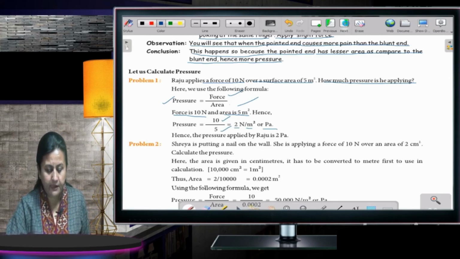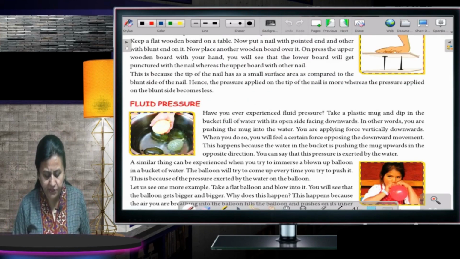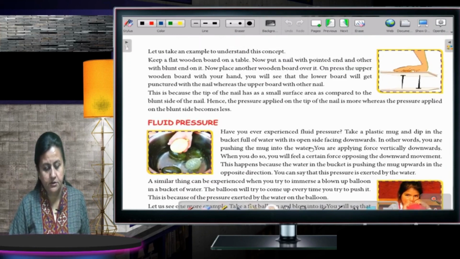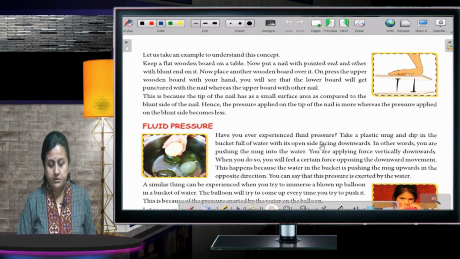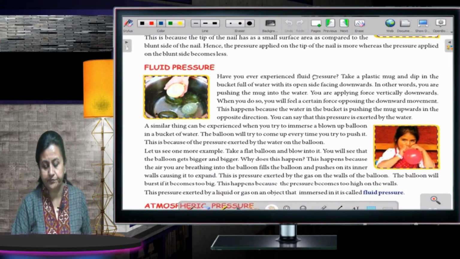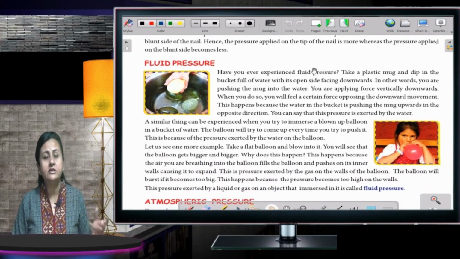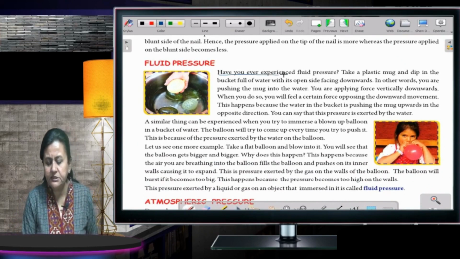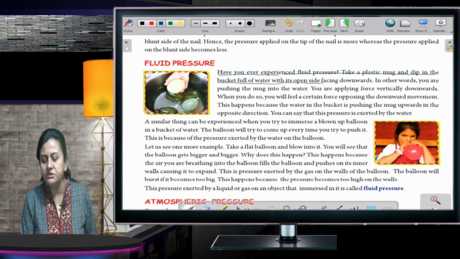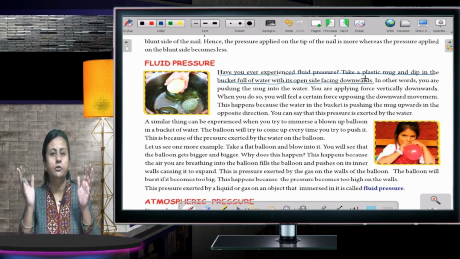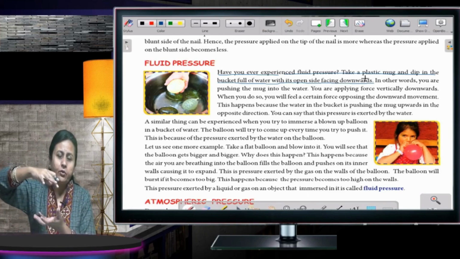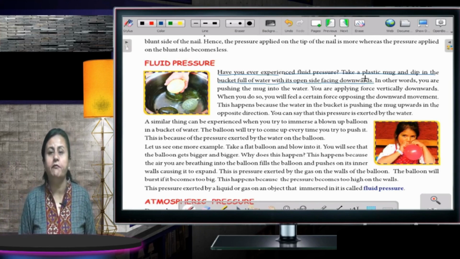Now, moving to the next page. Fluid pressure. And what is fluid? Fluid is liquid. Have you ever experienced fluid pressure? Take a plastic mug and dip it in a bucket full of water with the open side facing downwards. Take a mug and put it upside down. The open side should be facing downwards.